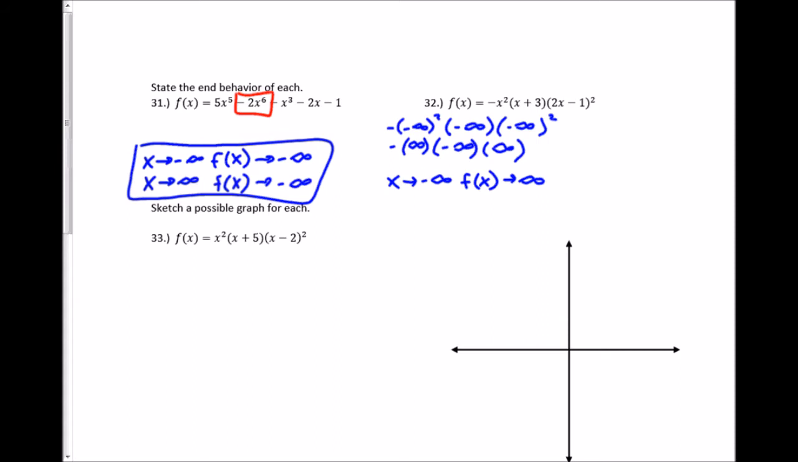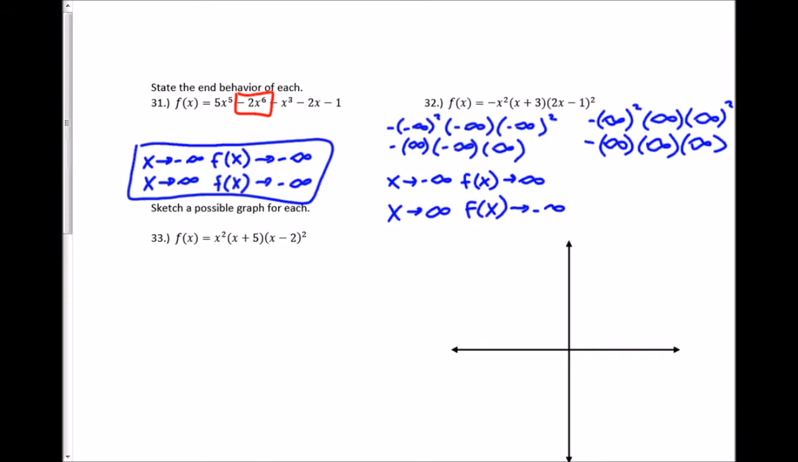And I'll do the same thing with positive infinity. I've got a negative x squared, and then I've got another squared term, and I'm plugging positive infinity in this time. That gives me an infinity with a negative sign tacked on the outside. Here, this one's an infinity as well. So I have negative times a positive, which means when I plug the positive infinity in, I get a negative infinity out. And that's it. That's end behavior.